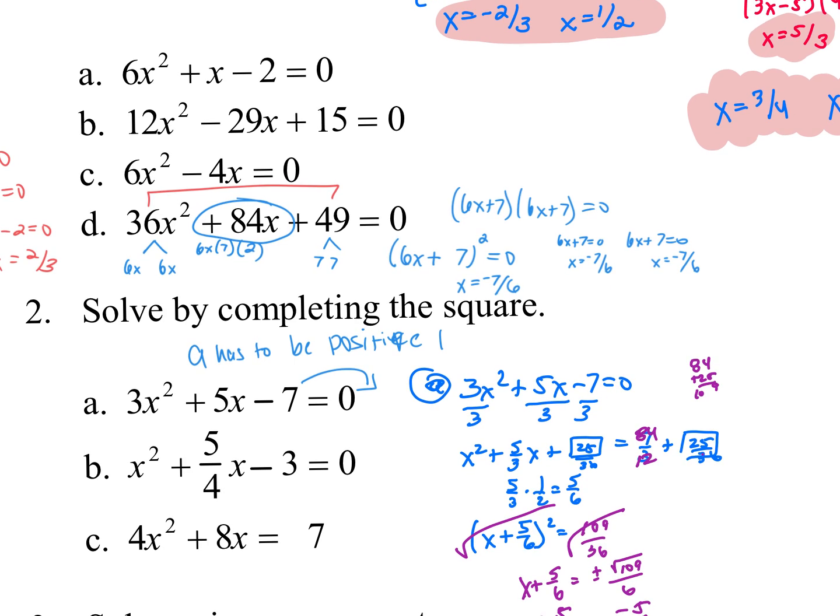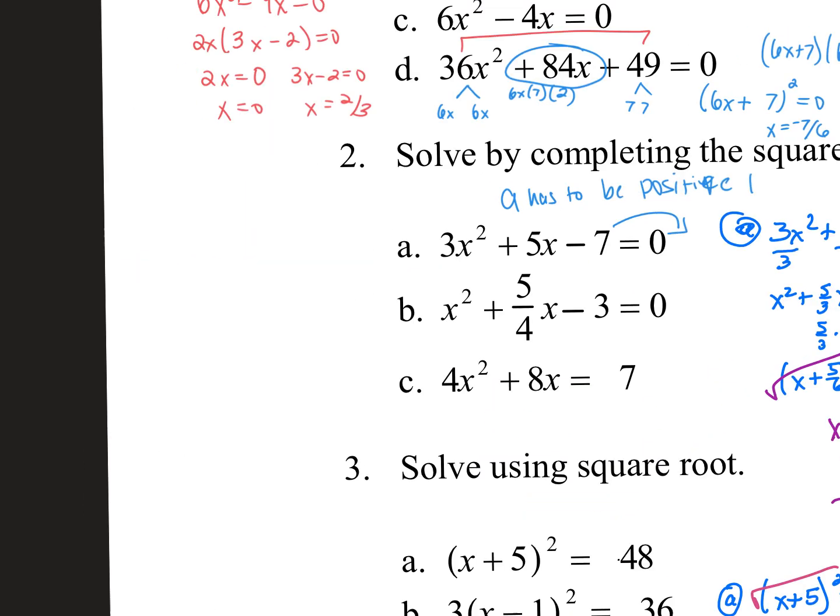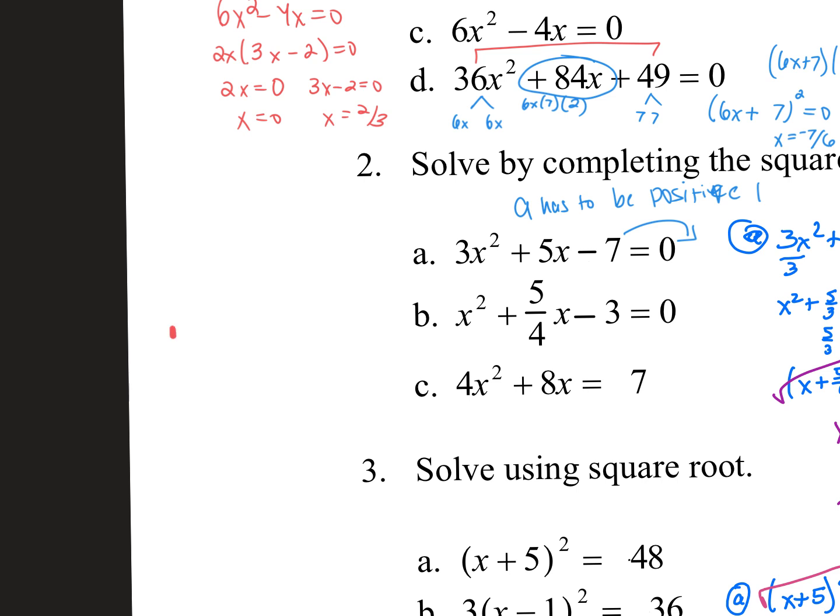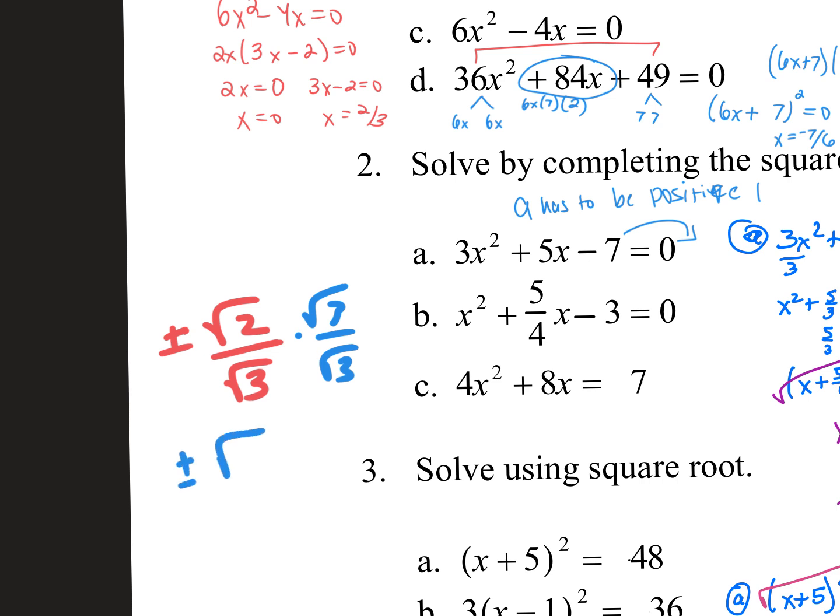Okay, perfect. Okay, let's talk a little bit here. Just basic things. Plus or minus square root of 2 over square root of 3. Done? No, what do we have to do? Square root of 3, top and bottom. We got to rationalize. So plus minus square root of 6 over 3. Done. Yes? Okay.